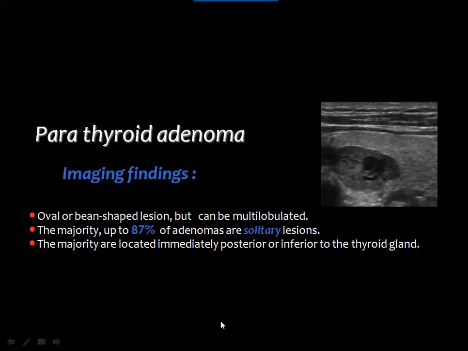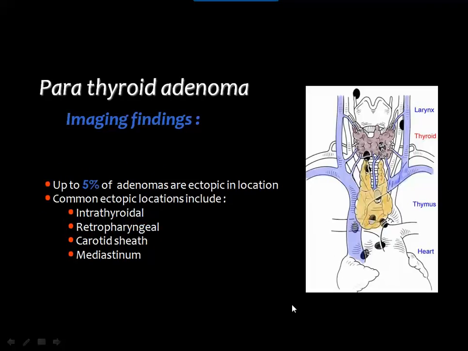Then the imaging findings of parathyroid adenoma as seen by ultrasound. You see a single lesion, it's usually single but may be multiple, which is relatively hypoechoic compared to the echogenicity of the adjacent thyroid tissue. This is the diagram showing the possible ectopic sites of the parathyroid glands. And you see up to the carotid bifurcation and in the superior mediastinum as well.